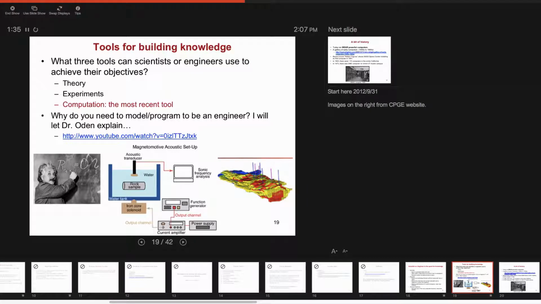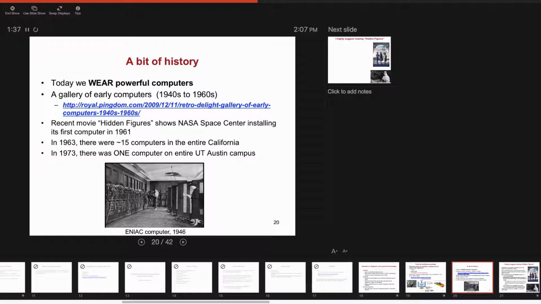Okay. Now, just to elaborate a little more, today we are so used to technology. We have powerful computers, and some of you have them on your watch as well. These are the type of computers that are way beyond anything NASA used in the 1960s. That is what you have in your pocket.